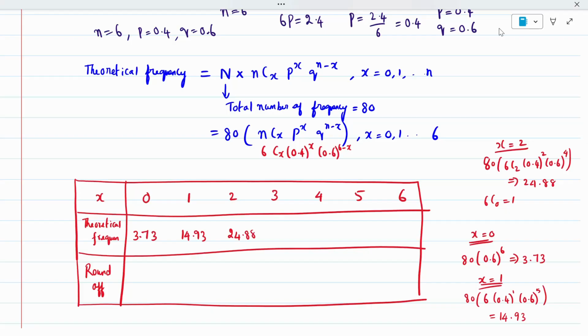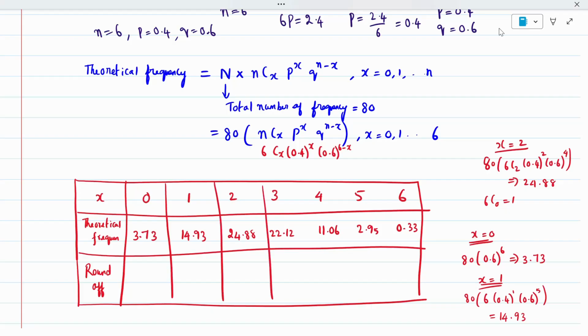In the same way, x equal to 3 I get the answer 22.12. X equal to 4, I get 11.06. X equal to 5, I get 2.95. And the last answer is 0.33. So this way I get my answers.